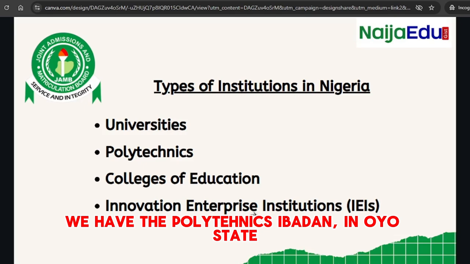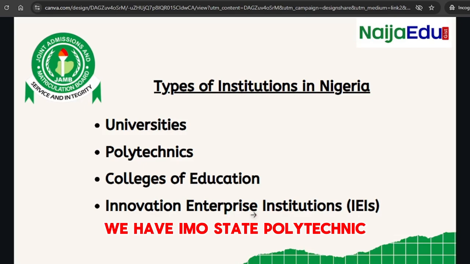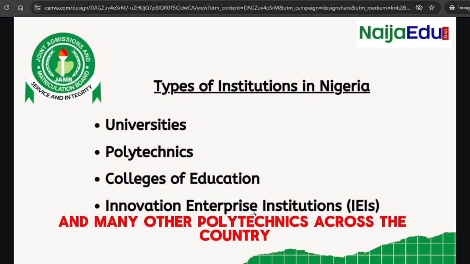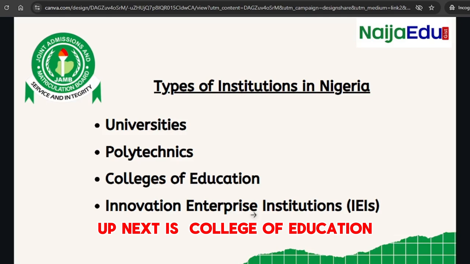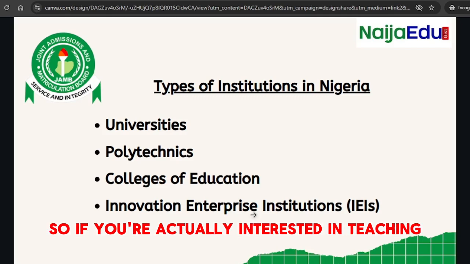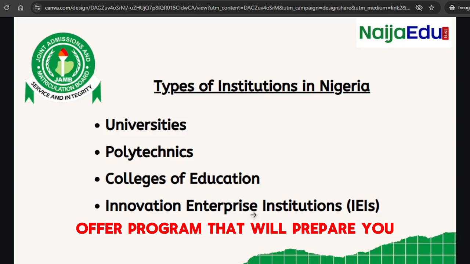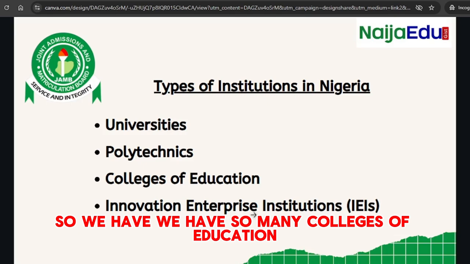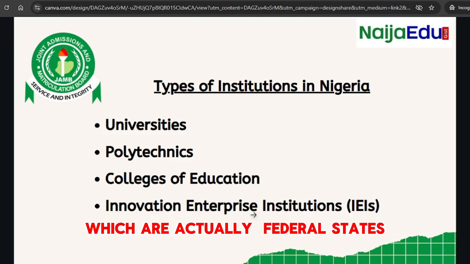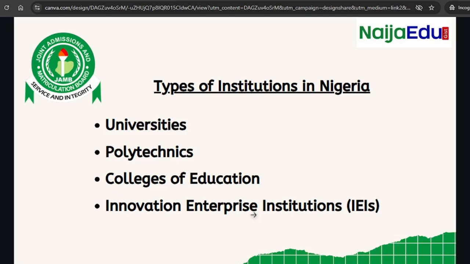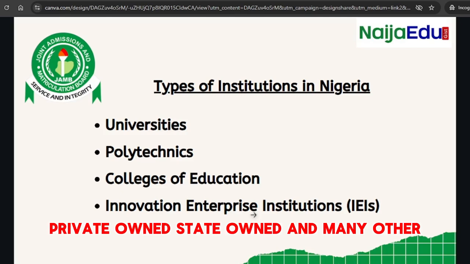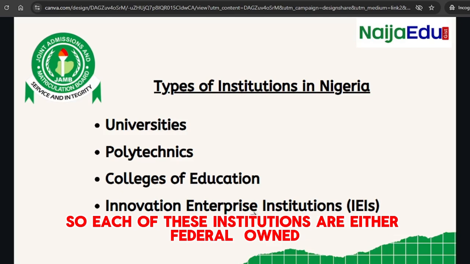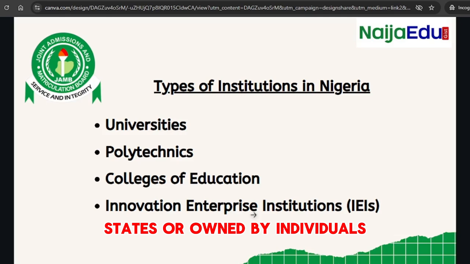We have the Polytechnic Ibadan in Oyo State. We have Imo State Polytechnic. We have Akwa Ibom Polytechnic and many other polytechnics across the country. Up next is colleges of education. So if you're interested in teaching, colleges of education offer programs that will prepare you for a career in education. So we have so many colleges of education which are federal, state, private owned, and many others. Same thing as polytechnics. So each of these institutions are either federal owned, state owned, or owned by individuals.